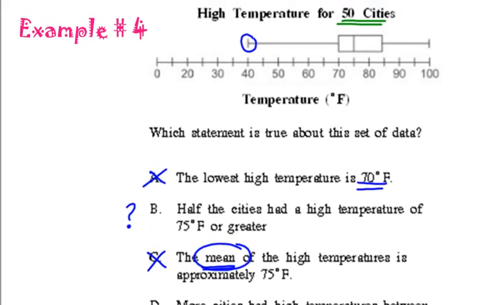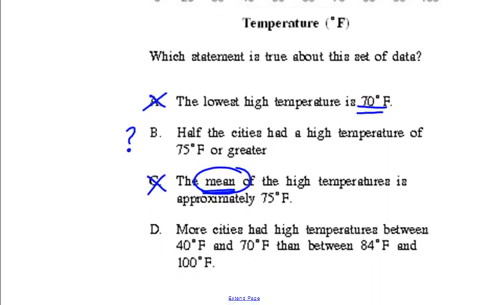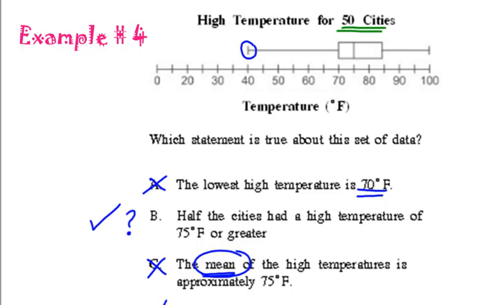So, here's the thing. With a box and whisker plot and no data information, we don't know what the actual data numbers were in order to figure out the box and whisker plot. We just don't know. And so that is wrong. And answer choice B is correct. And I want to explain to you why it's correct.